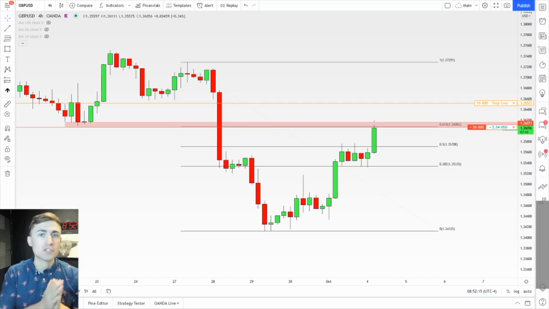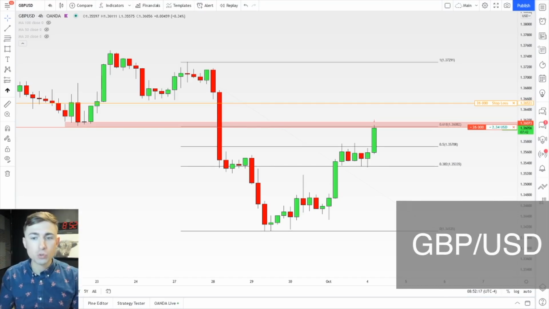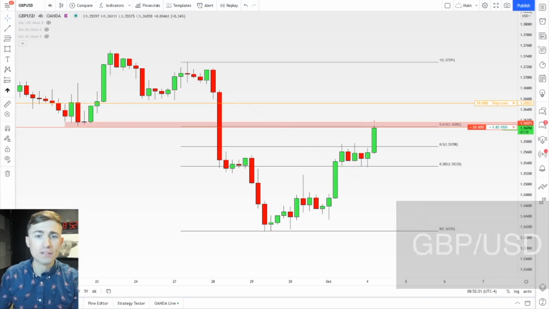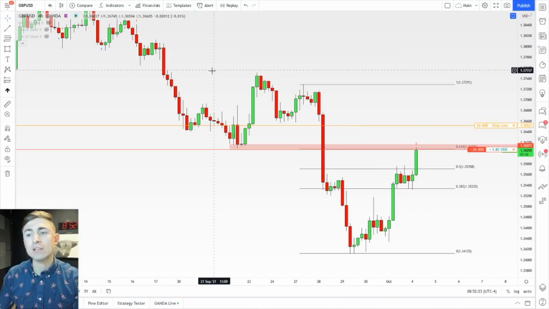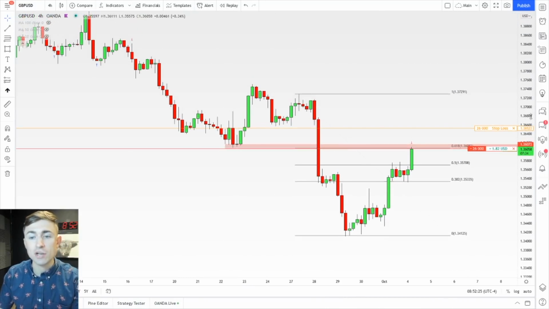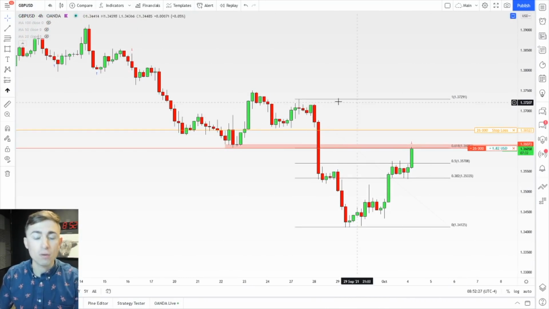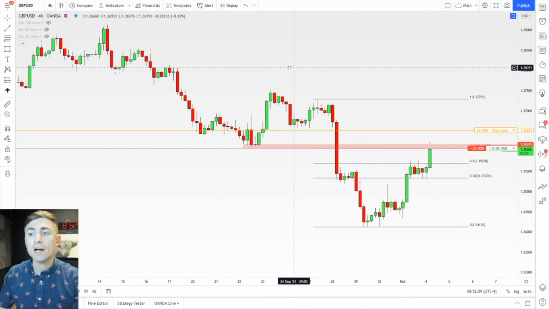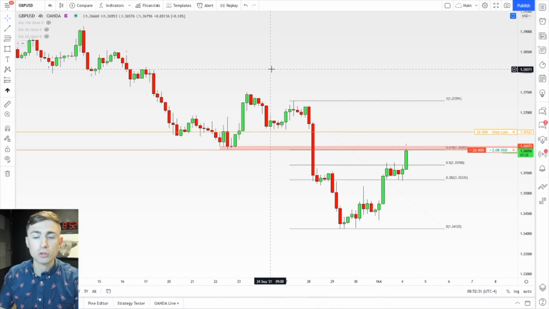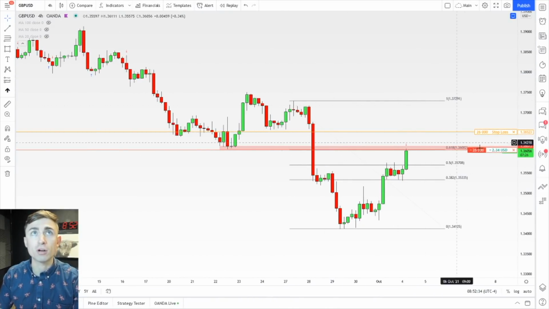Today I'm taking a look at GBP USD and I am currently short this currency pair, looking for some downside, looking for this trend to continue lower. Now let's take a quick look at the technical analysis and jump into this trade and why I actually just took it. Again, I am short right now, looking for this thing to roll over in favor of this downward trend. So let's take a look at it really quick.